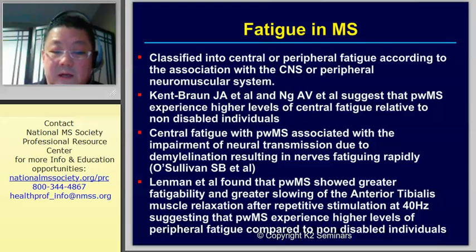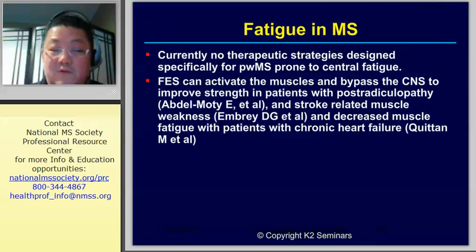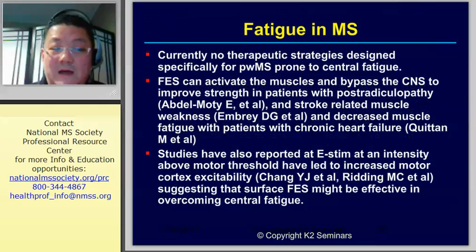Lenman suggested that patients with MS show greater fatigability and greater slowing of the anterior tibialis muscle relaxation after repetitive stimulation at 40 Hz, suggesting that patients with MS experience high levels of peripheral fatigue compared to non-disabled individuals. So again, both central as well as peripheral becomes an issue. Currently, there are no therapeutic strategies designed specifically for patients with MS that are prone to central fatigue, except that FES can activate these muscles and bypass the CNS to improve strength. With post-radiculopathy, etc., with stroke-related pieces, and chronic heart failure.